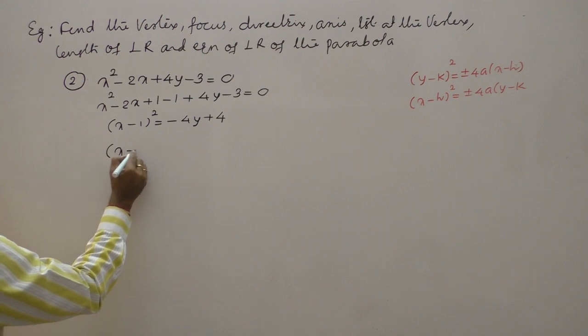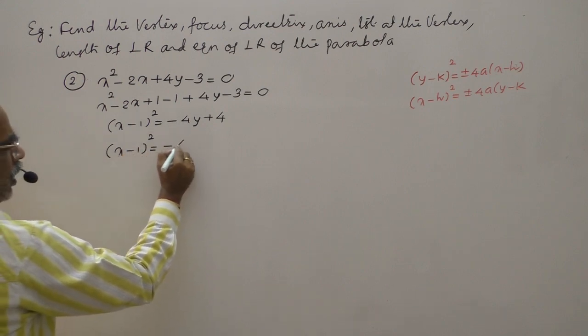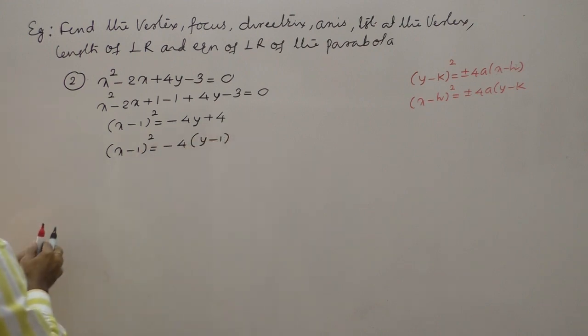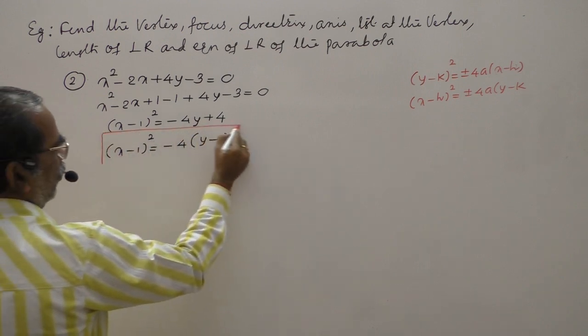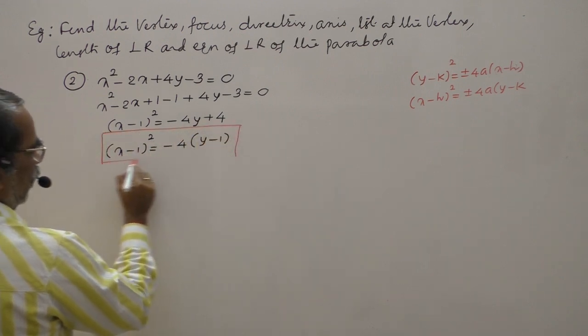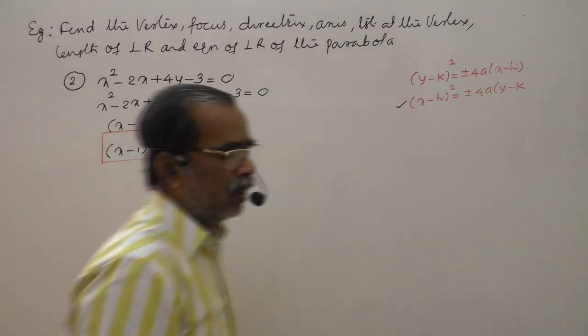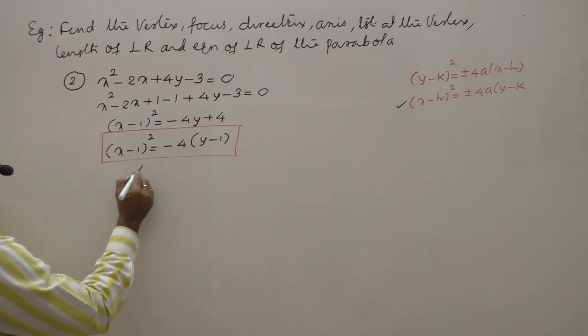Therefore, the given parabola is x minus 1 whole square. Take minus 4 common. Y minus 1. So this is the given parabola. We have expressed it in this form. It is taking this form. Okay, right. Now for this second one, what is there here?